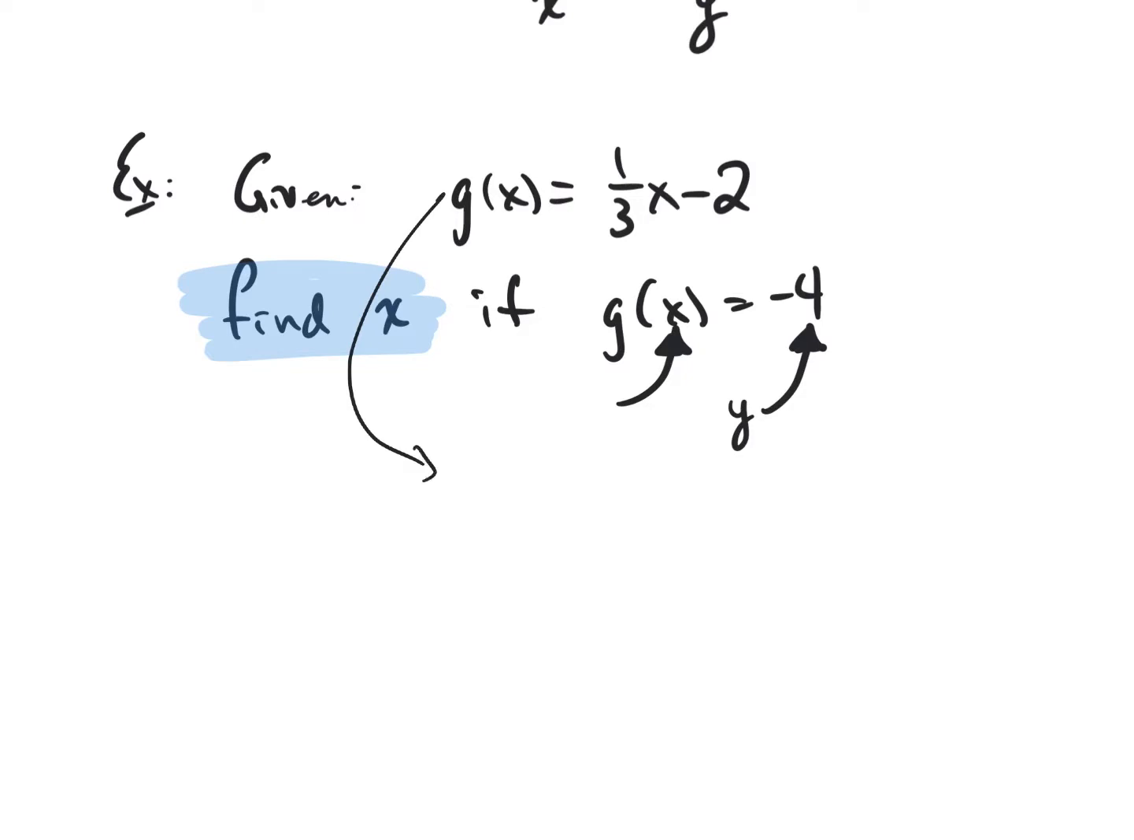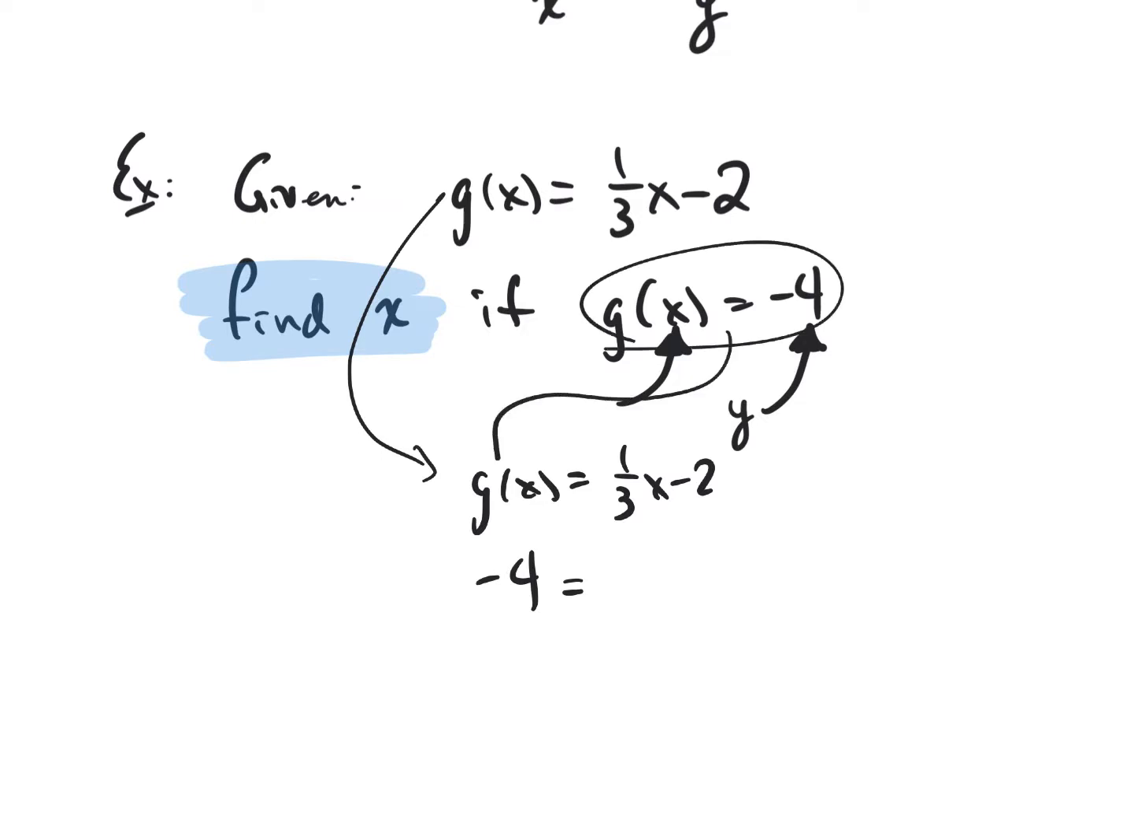So if I just scooch the original function down below, what I'm asking you to do here is replace the g of x with -4, right? Because we tell you g of x is equal to -4, so we replace g of x with -4. And we want you guys to then do the arithmetic to solve for x. In this case, how do you move a -2 to the other side? We would add.